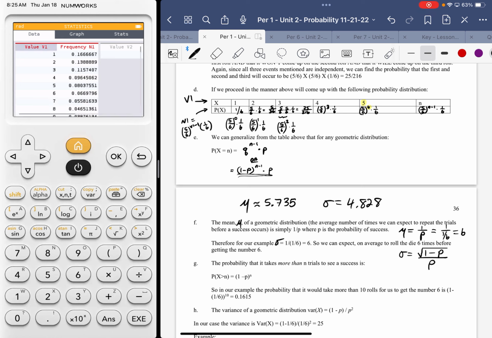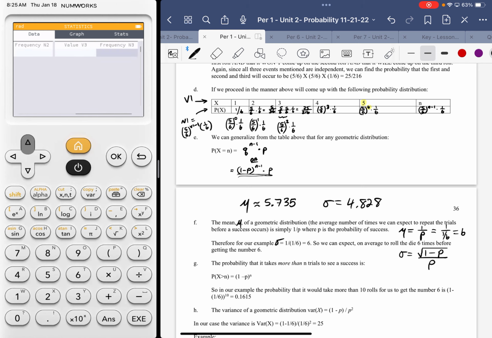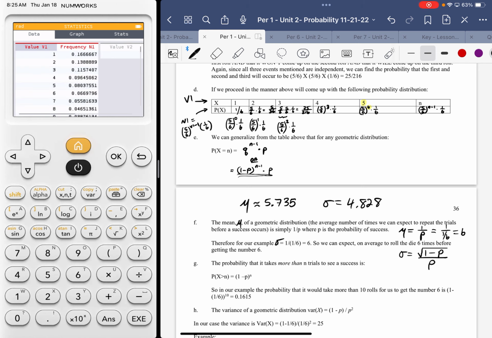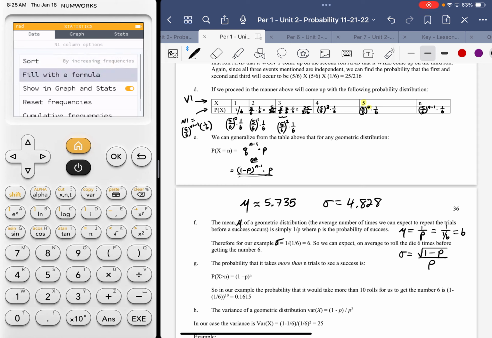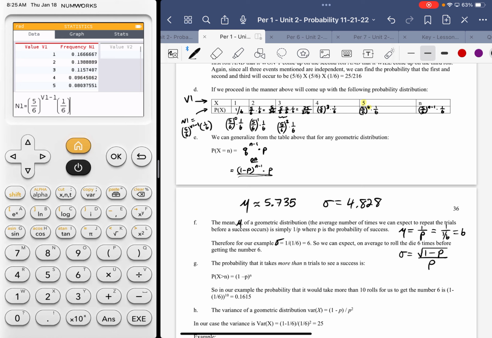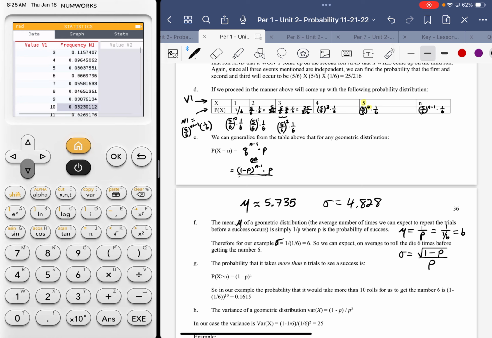So I'll go up to 100. And you'll see that it stops giving the probabilities after the first 25 values. But if I go into frequency N1, fill with a formula, it recalls my previous operation. So if I hit OK again, it'll recompute for the remaining values. So it must be something in a new update, but I'm grateful for it.